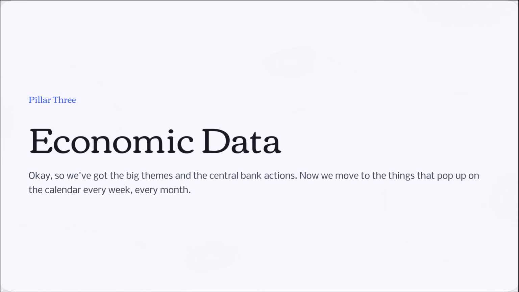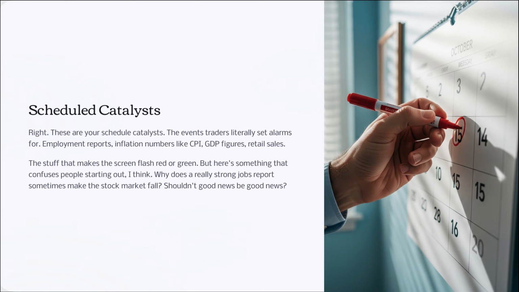Okay, so we've got the big themes and the central bank actions. Now we move to the things that pop up on the calendar every week, every month. Pillar 3, economic data. Right. These are your scheduled catalysts. The events traders literally set alarms for. Employment reports, inflation numbers like CPI, GDP figures, retail sales. The stuff that makes the screens flash red or green.